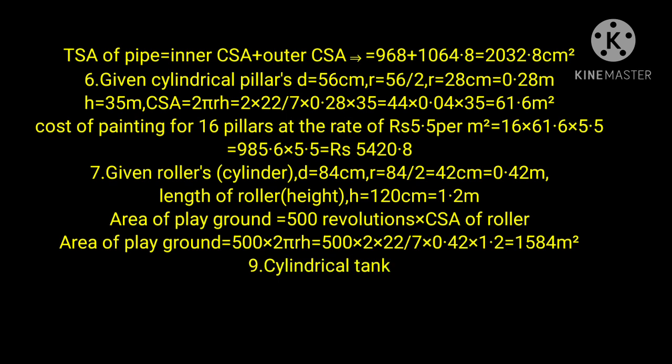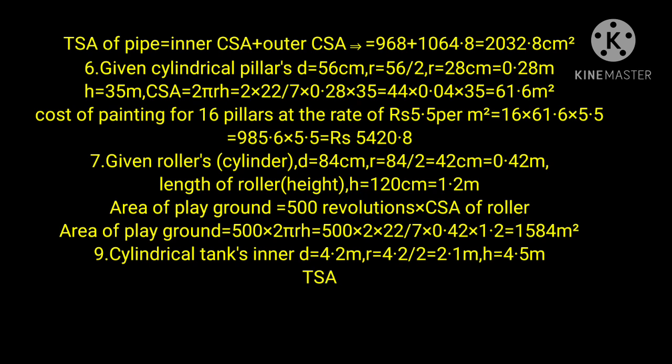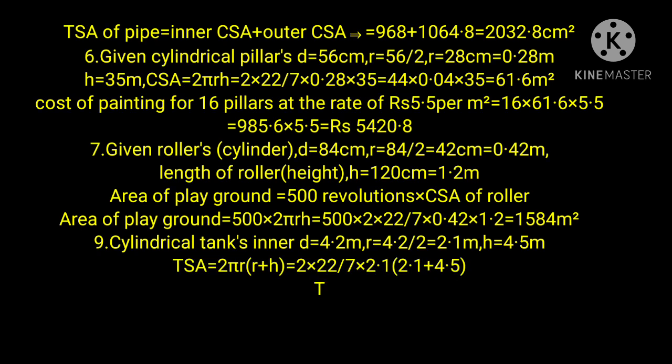Next, ninth question. Given a cylindrical tank's inner diameter D is equal to 4.2 meters, R is equal to 4.2 by 2 is equal to 2.1 meters and H is equal to 4.5 meters. Then TSA is equal to 2 pi R into R plus H is equal to 2 into 22 by 7 into 2.1 into 2.1 plus 4.5. TSA is equal to 44 into 0.3 into 6.6 is equal to 87.12 meter square.